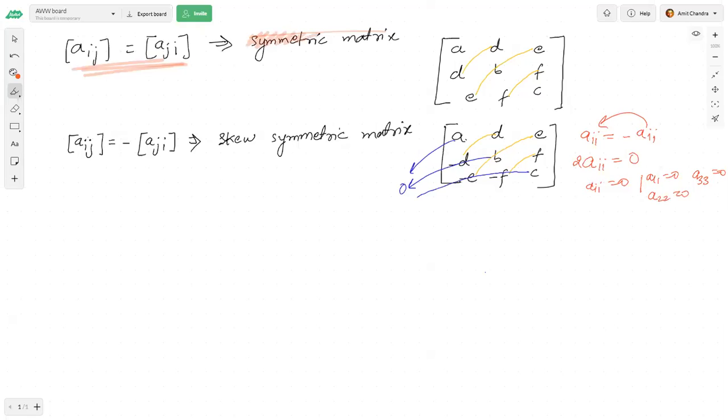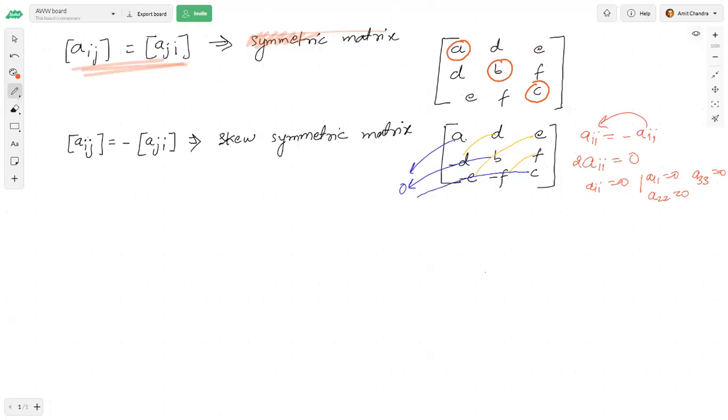So this is the example. When we have Aij equal to Aji, then these two elements will be the same, E and E will be the same, and F and F will be the same. And about the diagonal elements, you don't have to worry. One more thing: in a symmetric matrix also, these diagonals can be zero. There is no restriction on A, B, C.